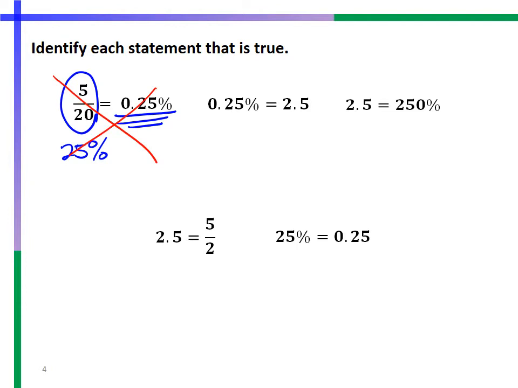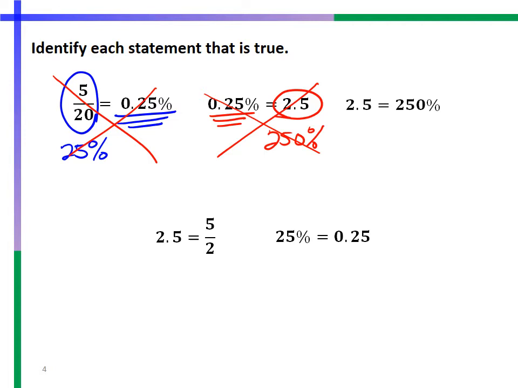We can do the same thing for the second one. This is a really small percent. That's less than 1%. 2.5 as a percent is 250%. And so we know that these ones are out.